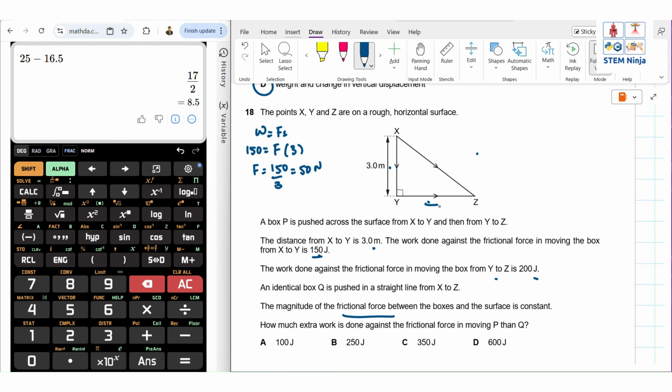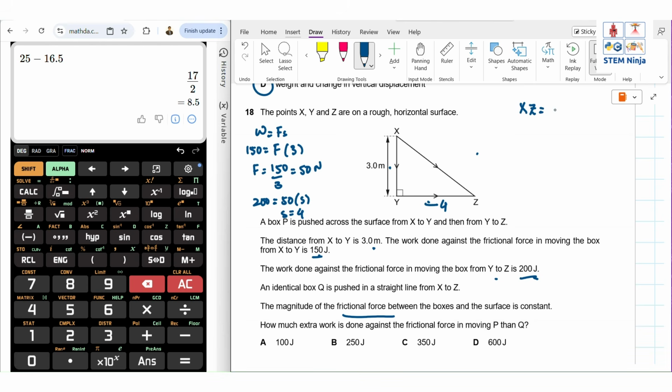Next up, we need to know the YZ distance. So the work done is 200. Frictional force is 50, but we do not know the S. So S would be simply 4. 50 times 4 is 200. So this is 4. Now, we need to compare with XZ.